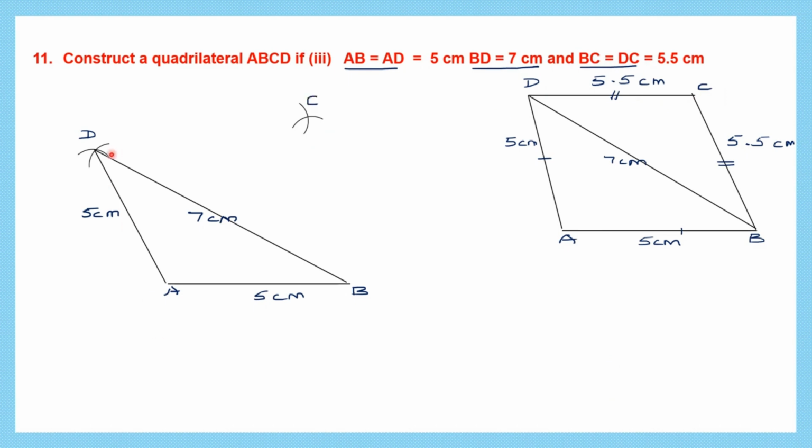Now we can join DC and BC. So let's do that. We have joined DC. Now we can join BC and now we have got our quadrilateral A, B, C and D. So ABCD is the required quadrilateral.